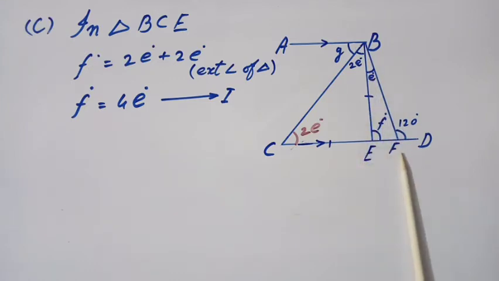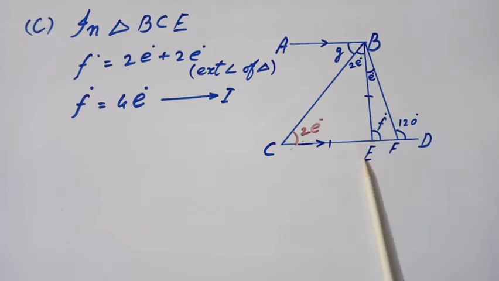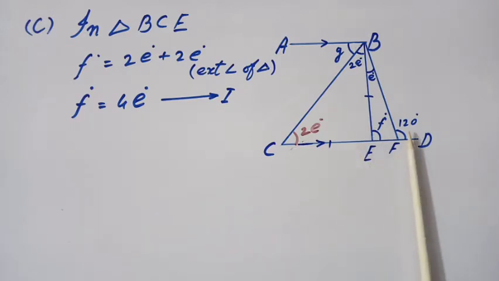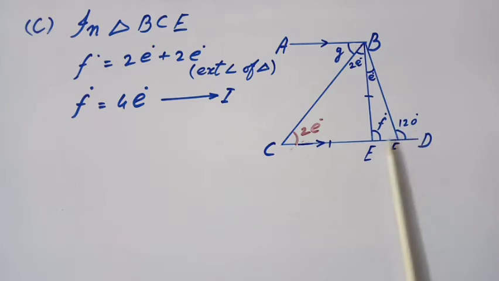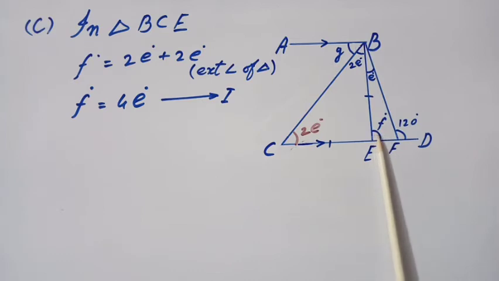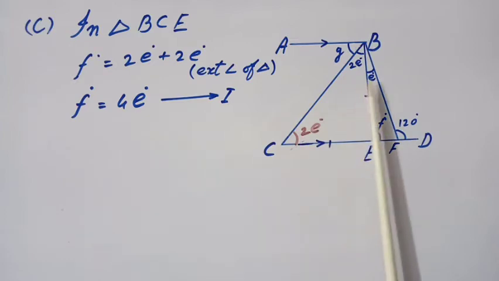BEF over here. In this BEF, this angle 120 is exterior angle for the triangle BEF. This 120 would be equal to sum of opposite two interior angles, means this E plus F. In other words, E plus 4E. Right?